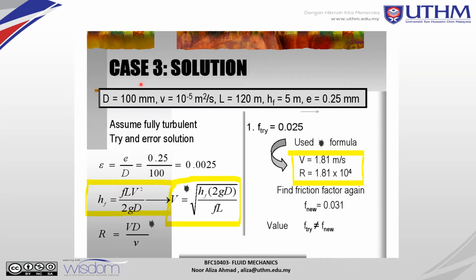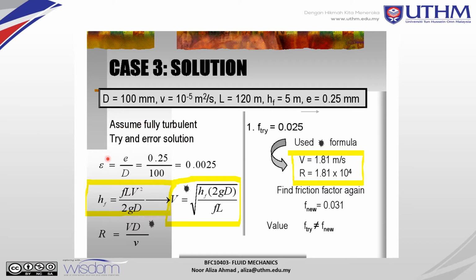The solution. Look at this, the values are given. The diameter D is 100 mm, the viscosity, the length, HF, and the E is for the type of pipe, so you can find it from the Moody chart. Assume fully turbulent flow. In this case 3, you must use the trial and error solution.